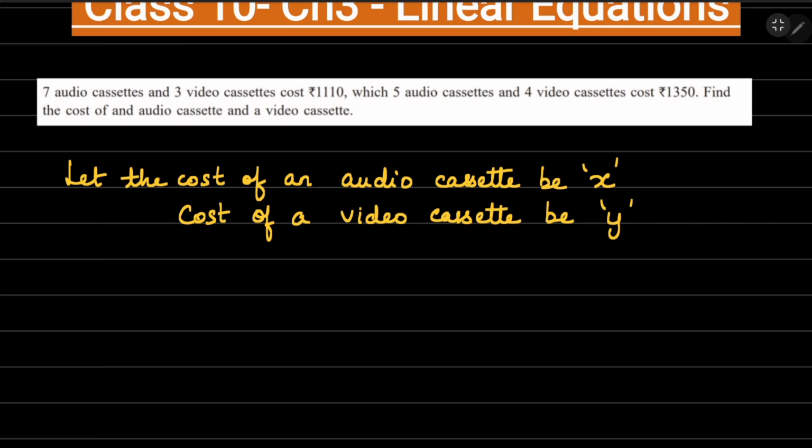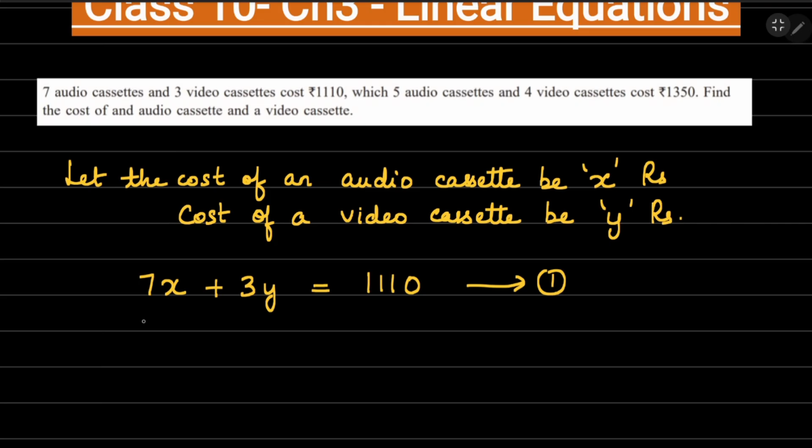Now what is given? If one audio cassette costs rupees x, how much will 7 audio cassettes cost? It will be 7 multiplied by x, and "and" means plus. If one video cassette costs rupees y, how much will 3 video cassettes cost? It will be 3y. So 7x plus 3y, the total cost is 1110. This is your equation 1.